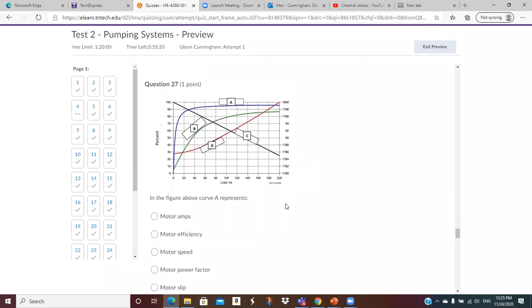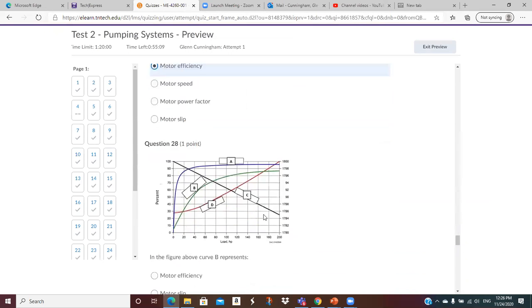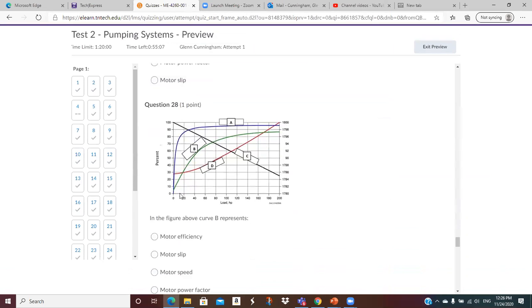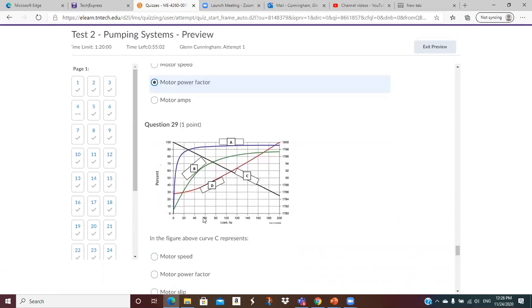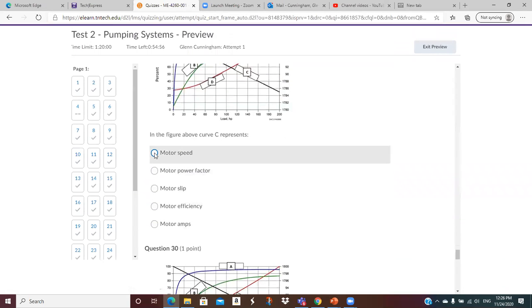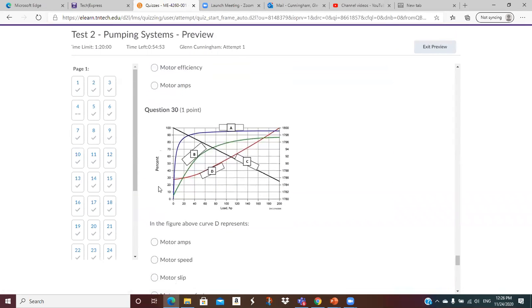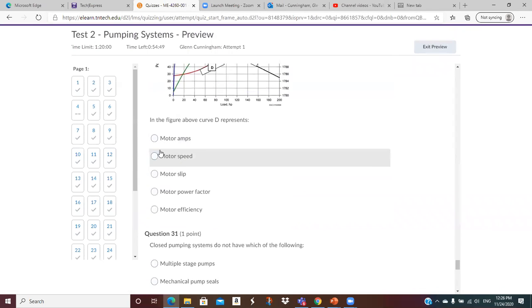Okay, 27. So these are just our motor performance curves. So what? Curve A, that's efficiency. So motor efficiency. Curve B is power factor. Curve C is RPM, rotational speed, motor speed. And curve D is percent full load amps, motor amps.